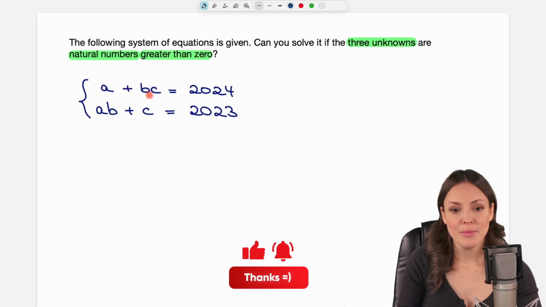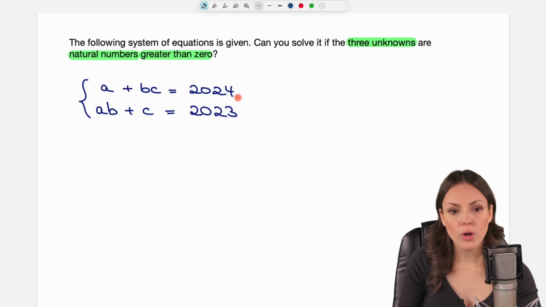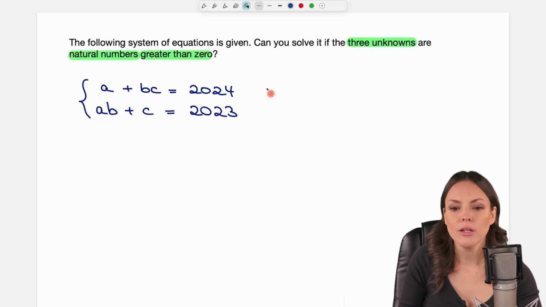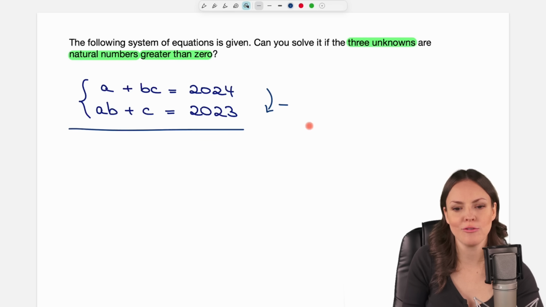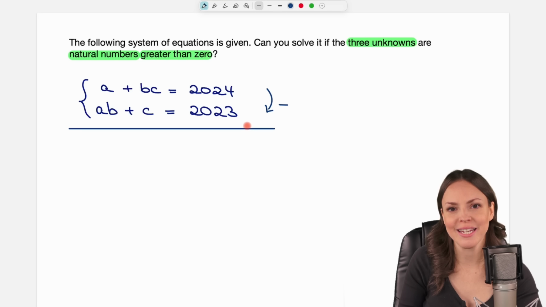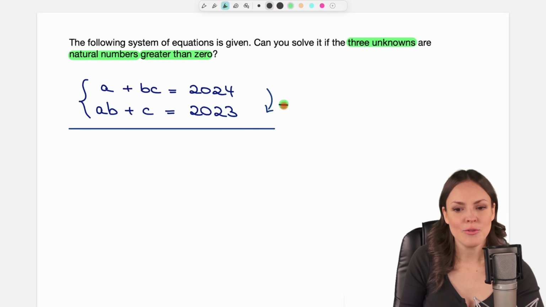So we have a plus bc equals 2024 and ab plus c equals 2023. So these numbers are pretty large, but actually there's only a distance of 1 between them. So if we would subtract these two equations from each other, then we would have 2024 minus 2023, which equals 1, which would be way better to work with. So this would be my suggestion for now, to just do that and see what we can do from there then. So let's subtract these two equations.